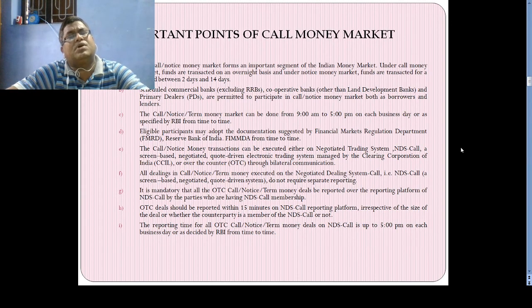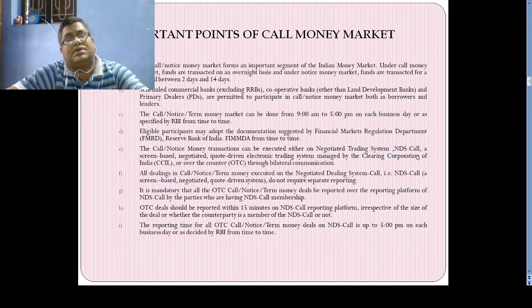My dear students, some important points: in the call money market, notice money market or term money market, transactions may be done overnight, or between 2 days to 14 days. Some banks play a major role in the call money market, may be commercial banks, cooperative banks, and primary dealers, PDs, are permitted to participate. The time period is 9 to 5, and the days are Monday to Friday.